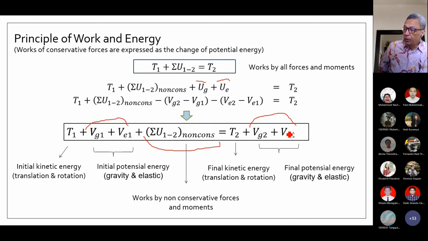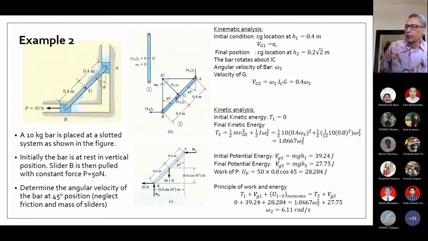And if you use the second equation, you have to realize that the work done here is only by non-conservative forces. You cannot calculate again the work done by gravity and spring at this entity, because it is already been calculated here as the change in potential energy. By using this principle, you can analyze the previous example.